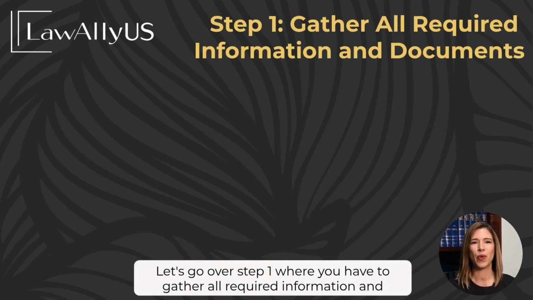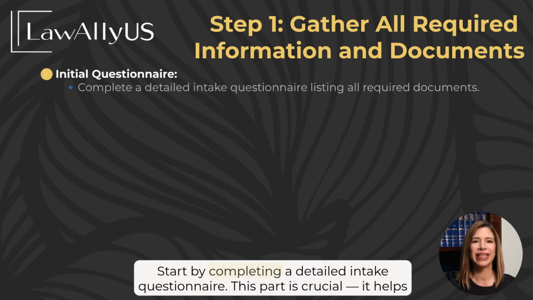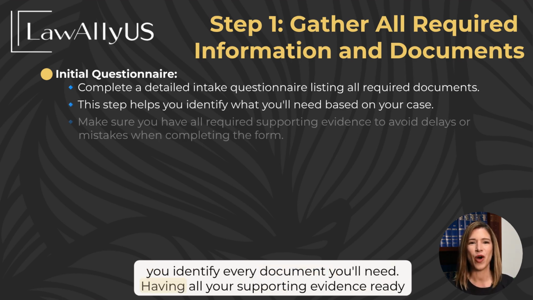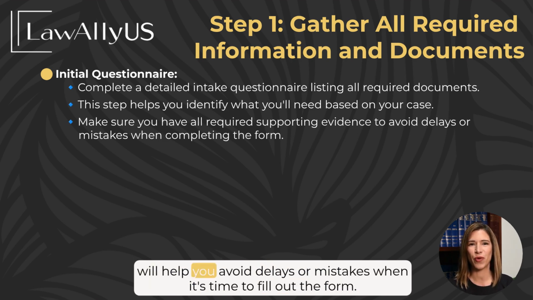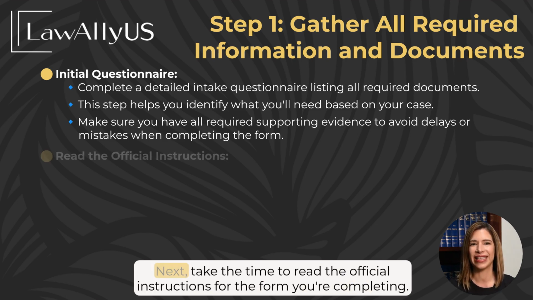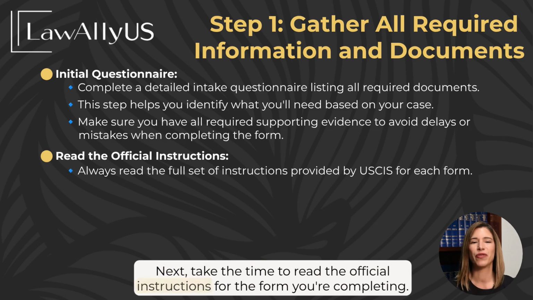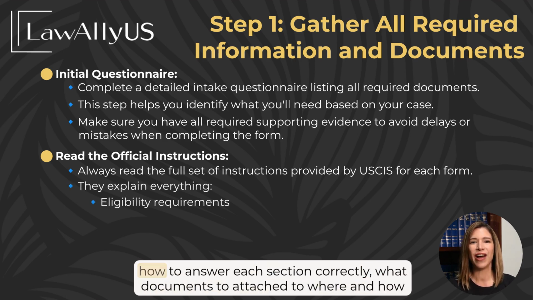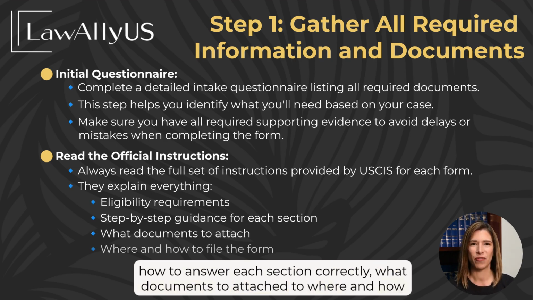Let's go over Step 1, where you have to gather all required information and documents. Start by completing a detailed intake questionnaire. This part is crucial. It helps you identify every document you'll need. Having all your supporting evidence ready will help you avoid delays or mistakes when it's time to fill out the form. Next, take the time to read the official instructions for the form you're completing. Yes, they can be long, but they walk you through everything, from who qualifies, how to answer each section correctly, what documents to attach, and how to file the form.